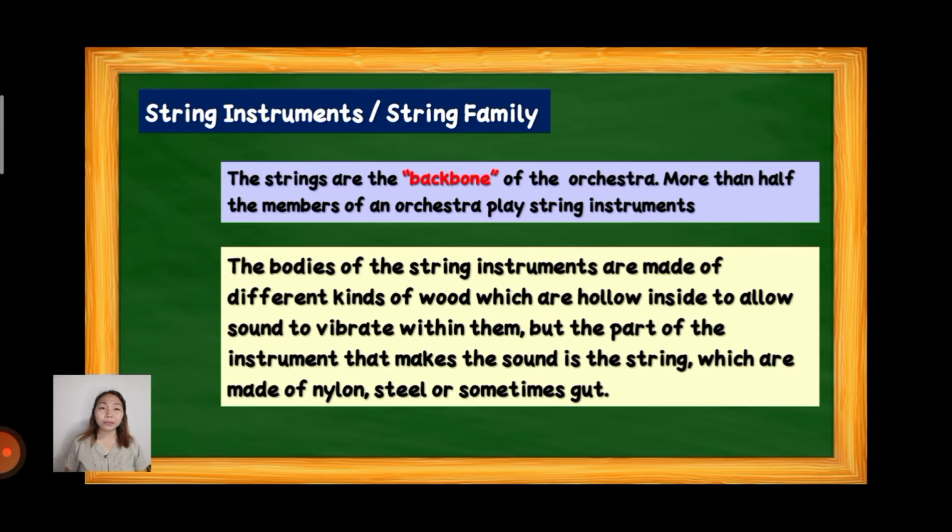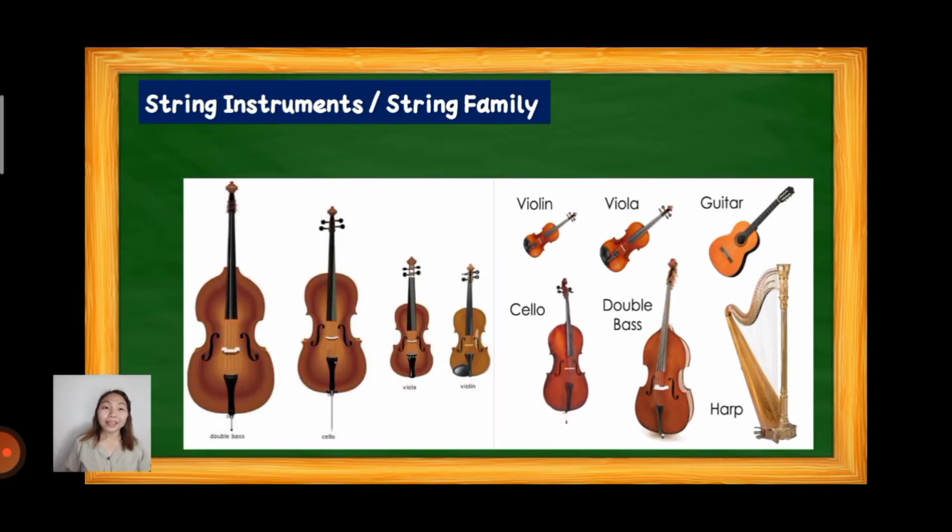The bodies of the string instruments are made of different kinds of wood, which are hollow inside to allow sound to vibrate within them. But the part of the instrument that makes the sound is the string, which is made of nylon, steel, or sometimes gut. Okay. So, here is an example.